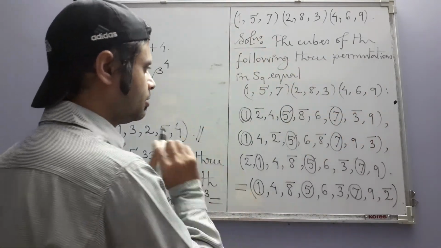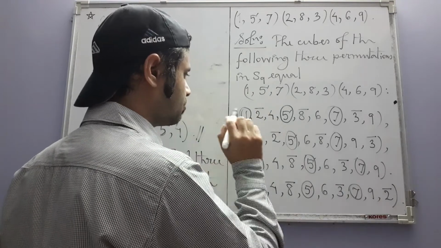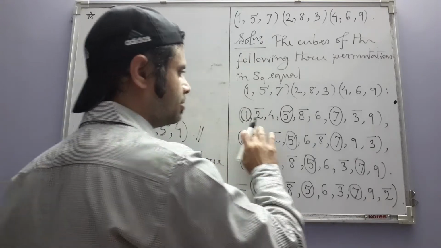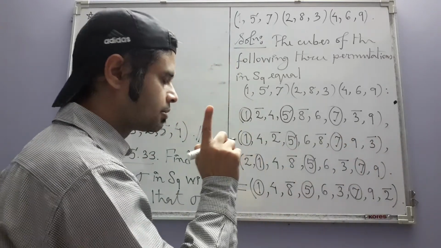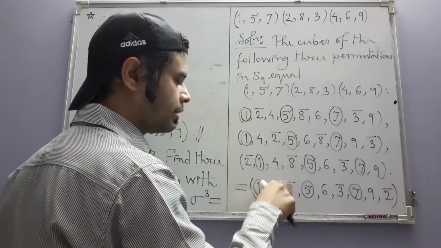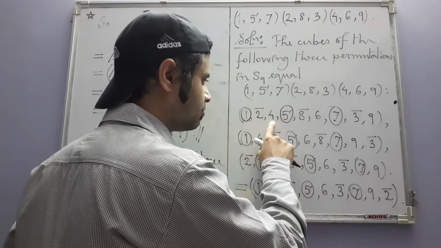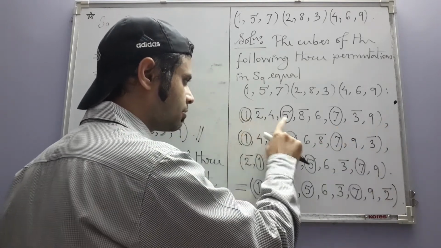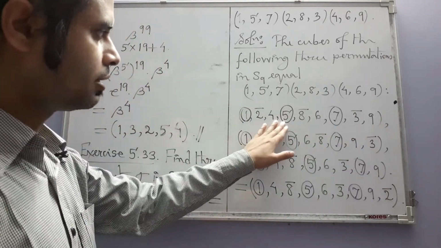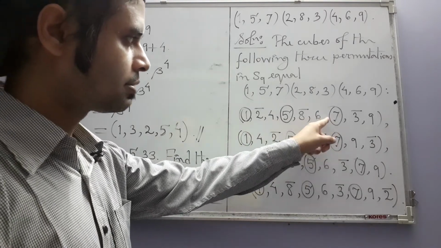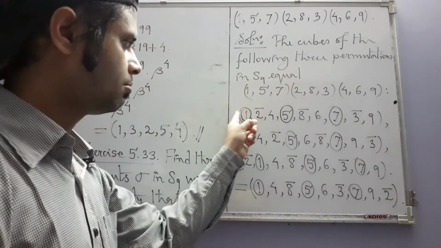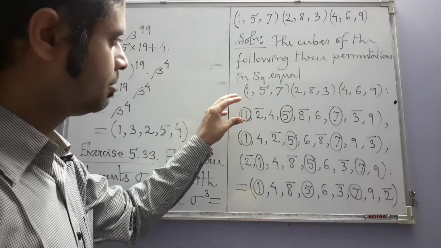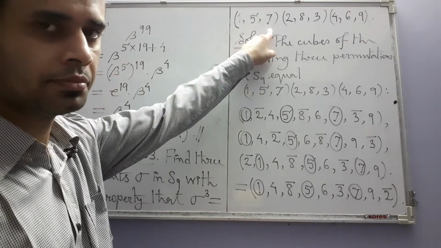So that means the cube should map 1 to 5. So when you apply the cube to 1, you first of all apply this permutation to 1 once, you get 2. On that again you apply the same permutation, you get 4, and once more you get 5. So the cube of this maps 1 to 5. In a similar manner, 5 is mapped to 7 and 7 is again mapped back to 1. So that means the cube of this 9 cycle actually has this 3 cycle.